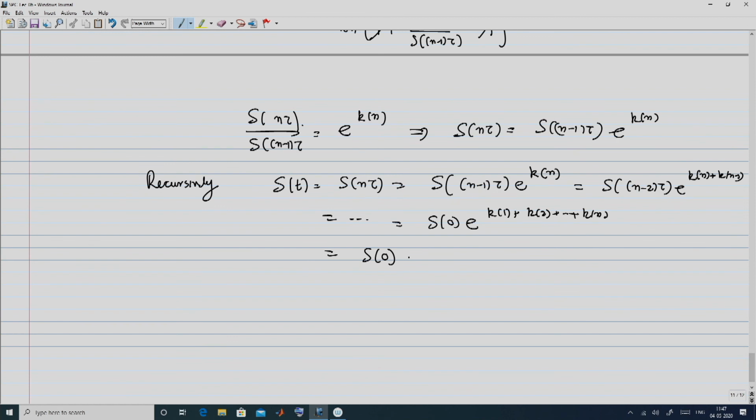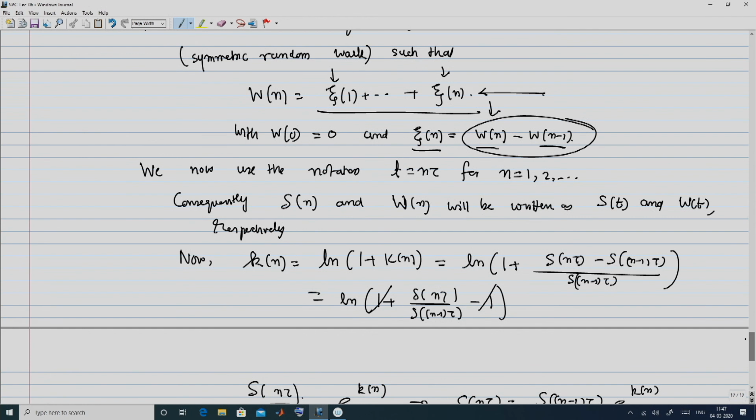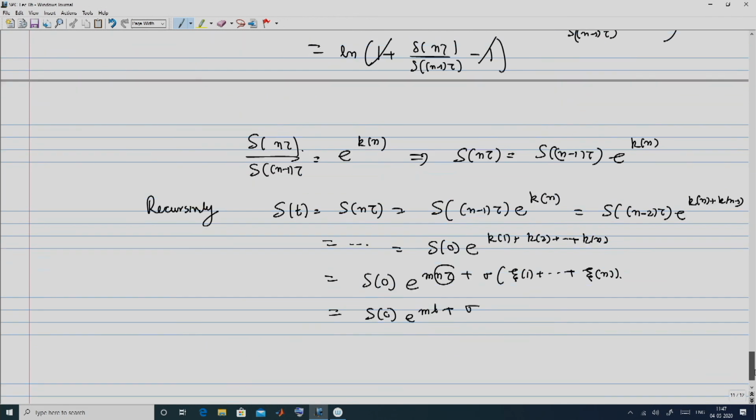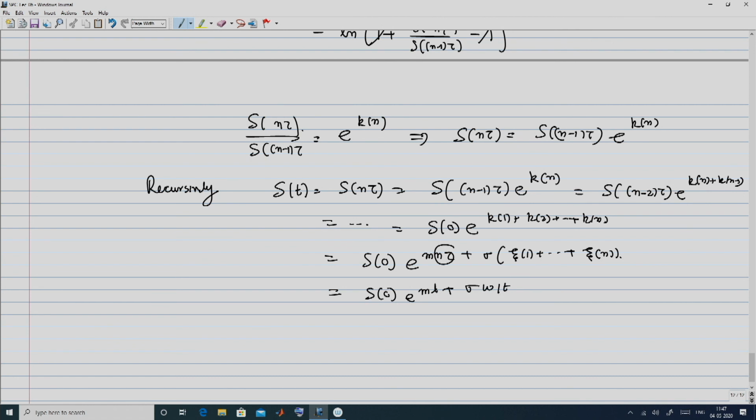So, this is going to be simply e raised to m n tau, that means there are n number of m taus, plus we have a sigma, and then for k 1 I have xi 1 all the way to xi of n. And remember, what is n tau? n tau is t. So, this becomes e raised to m t plus sigma, and remember this xi 1 through xi n is defined as w of n, so this becomes sigma of w of t.